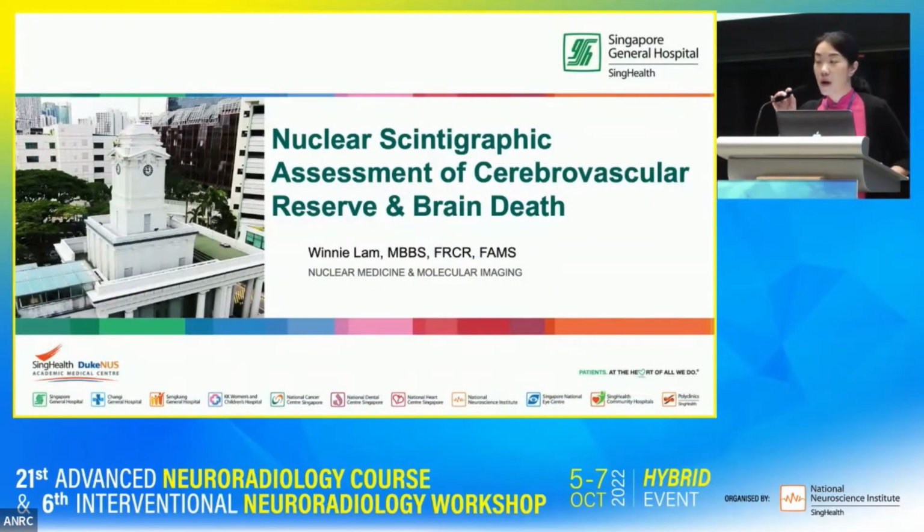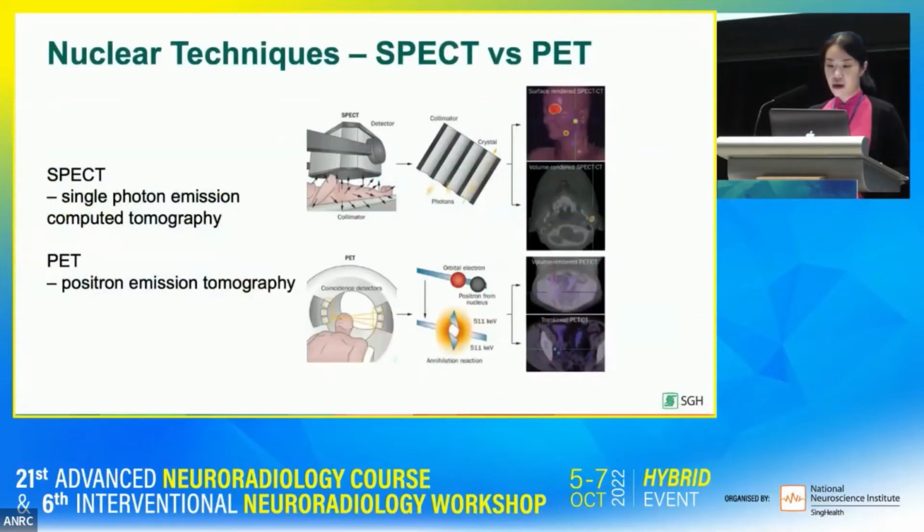Today I'm going to talk about nuclear scintigraphic assessment of cerebrovascular reserve and brain death. First of all, I'll just briefly talk about the two different types of nuclear techniques we use for imaging, both computed tomography techniques. The first one being SPECT, which stands for Single Photon Emission Computed Tomography.